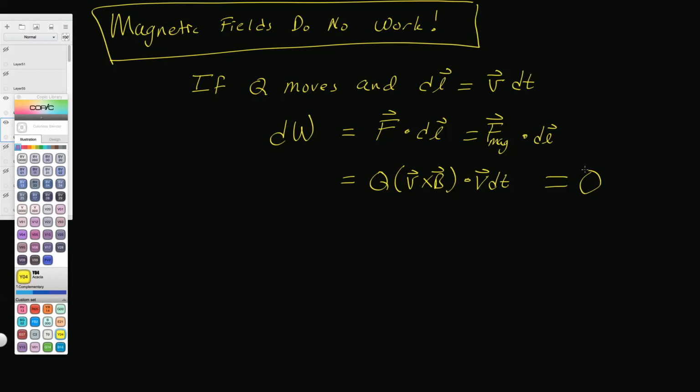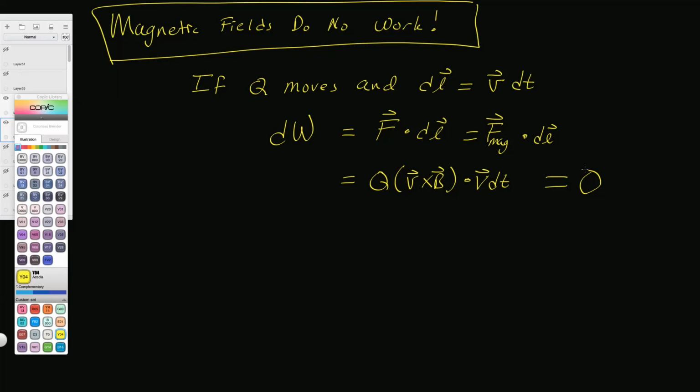Now, magnetic fields can change the direction of things. We know that, right? You send a particle into a magnetic field and it'll start circling around. It can change a moving charged particle's direction, but you can't slow it down or speed it up with a magnetic field. So that's really important to just know. It's not like we use that all the time.